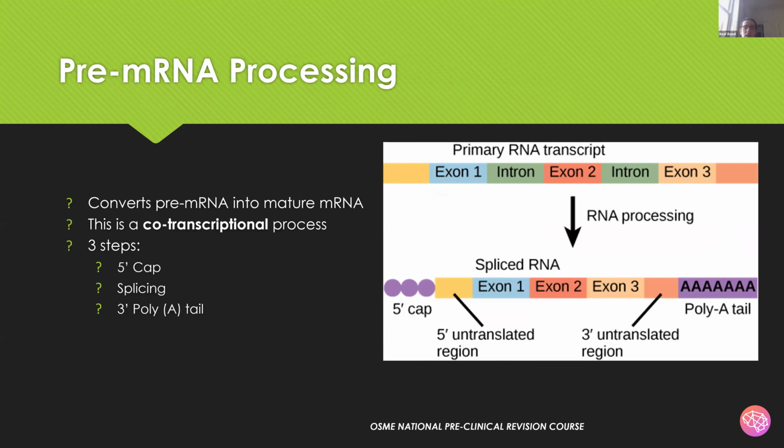Okay, so now let's talk about pre-mRNA processing. So this is a co-transcriptional process and has three steps: forming the 5' cap, splicing, and a 3' poly A tail. And so this converts the pre-mRNA into our mature mRNA.